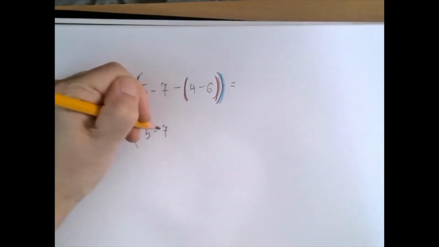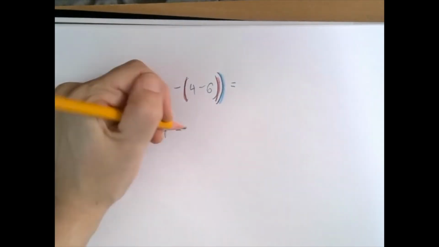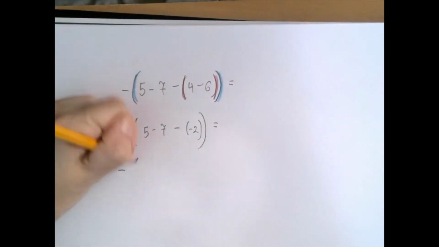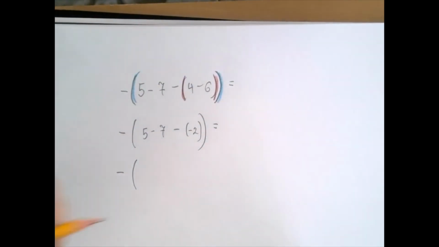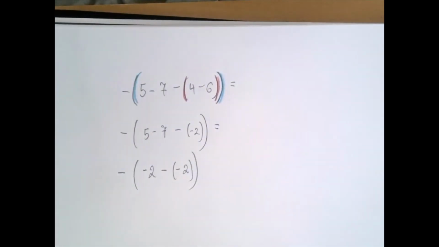5 minus 7 minus... When we subtract 6 from 4, what we get is negative 2. So inside the parentheses, we have 5 minus 7 minus negative 2. Two subtractions equally strong, so we must go left to right. 5 minus 7 is negative 2. Kind of an interesting scenario going on here. So we have negative 2 minus negative 2.